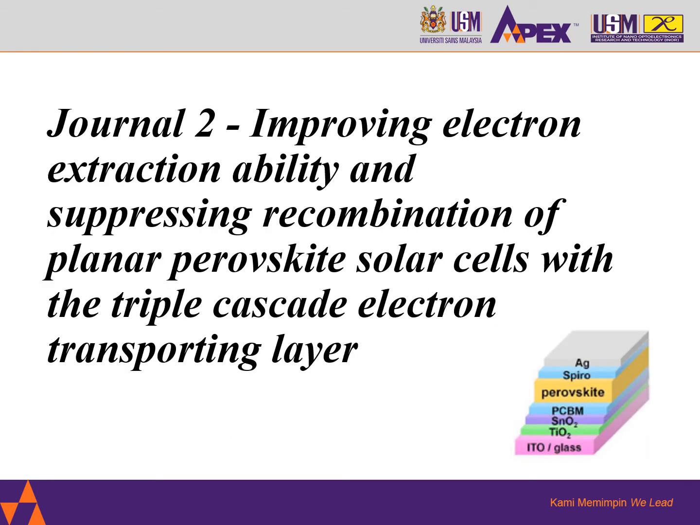Now we are moving toward Journal 2, improving electron extraction ability and suppressing recombination of planar perovskite solar cell with a triple cascade electron transporting layer. So as you can see from the figure here, instead of one layer of TiO2, this research focused on a triple cascade ETL layer where it combined TiO2, SnO2, and PCBM.